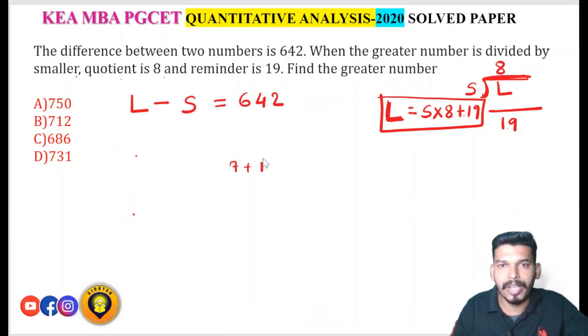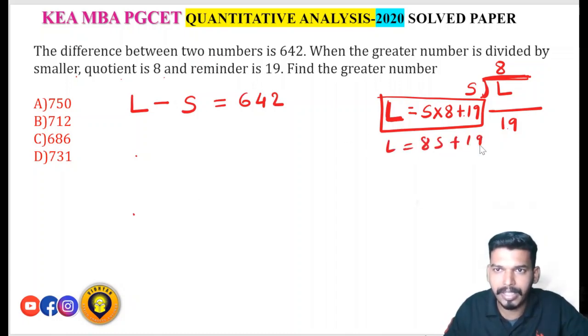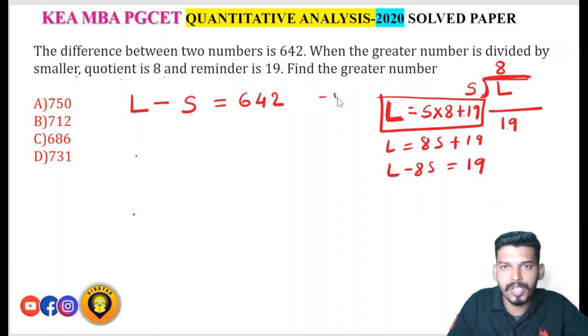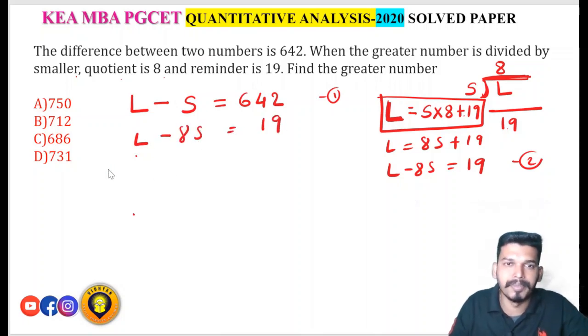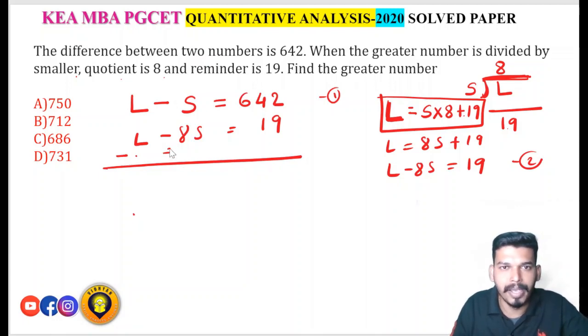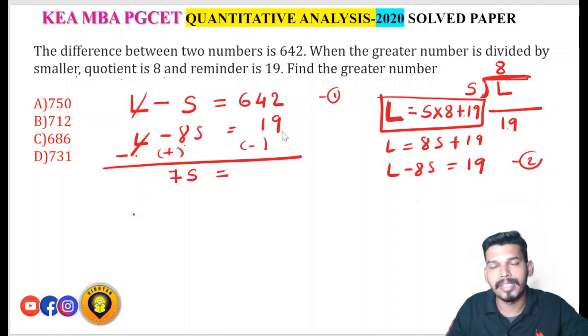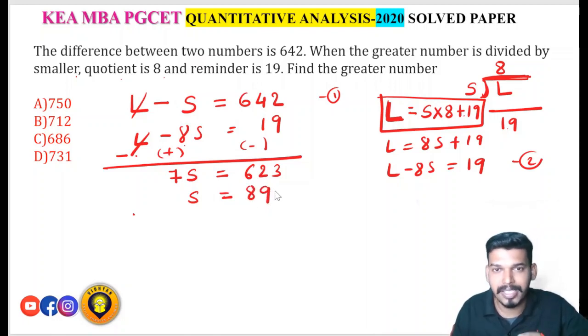L is equal to S into 8 plus 19. So therefore, L is equal to 8S plus 19. L minus 8S is equal to 19. Okay, so therefore this is equation 1, this is equation 2. Equate both the equations. L minus S equals 642, L minus 8S is equal to 19. Okay, so reverse the sign, minus plus minus, L and L get cancelled. Minus S plus 8S, that is 7S, is equal to 642 minus 19, that is 623. So therefore S is equal to 7 8s are 56, 7 9s are 63, 89. S is equal to 89.